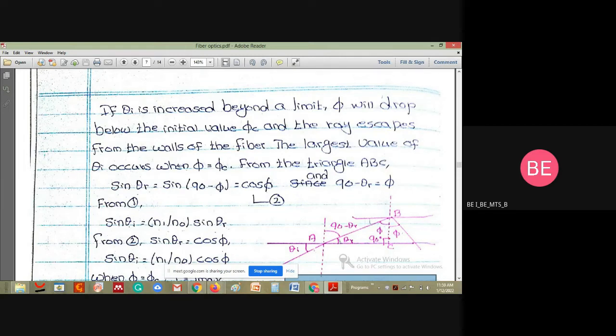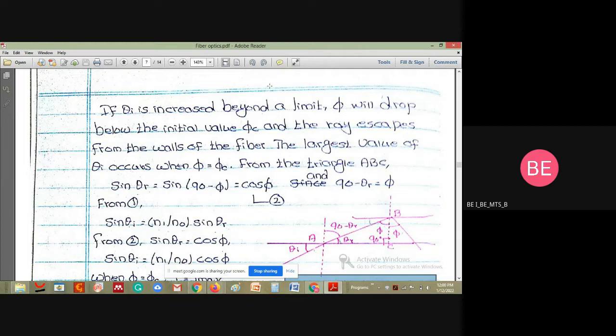The largest value of theta I occurs when phi is equal to phi c. I already told you that when you increase the angle of incidence to a certain value called theta I max, phi will decrease to a certain value called phi c, right? So when theta I is equal to theta I max, phi will be equal to phi c.